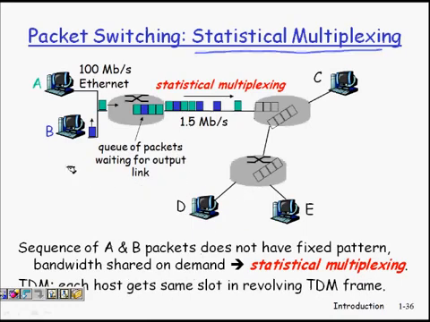In TDM, they would have been getting slots. First second A will send, second B will send, but here there is no such thing. Whoever is sending their packets, they will be queued.